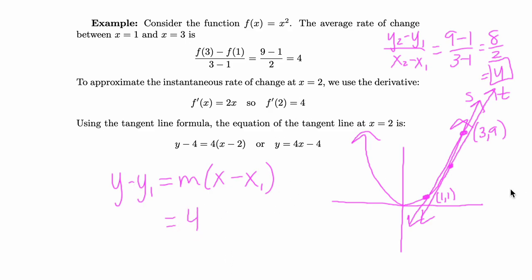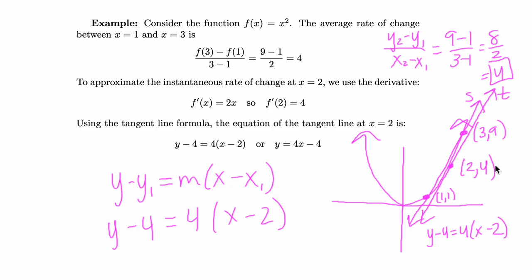Now my x1 and y1 are just the coordinates of this point. So I know my x value is 2. To get the y coordinate, I just have to plug it into my function rule. 2 squared is 4, so this point is going to be 2 comma 4. Now I'm going over here to point slope form, and I'm just plugging those values in. So my y1 is 4, my x1 is 2. So now the equation of this tangent line here would be y minus 4 equals 4 times x minus 2 in point slope form.